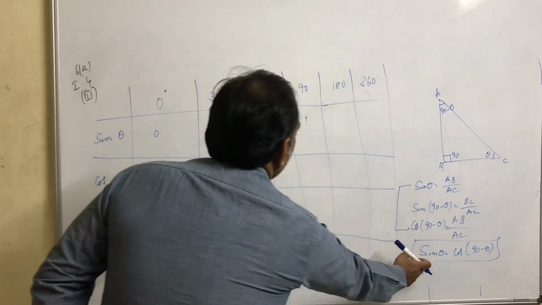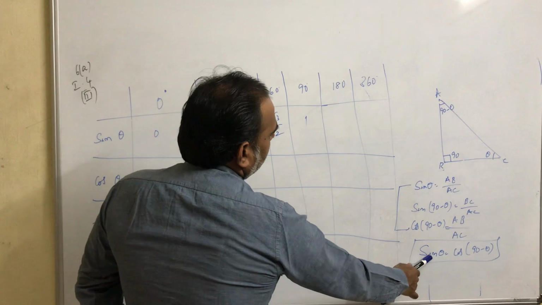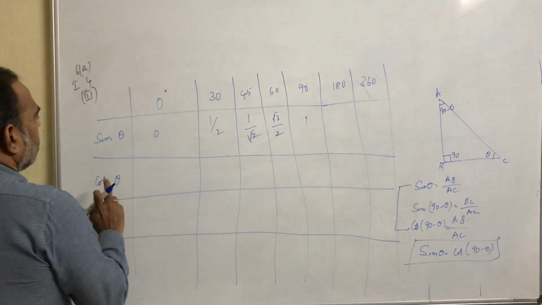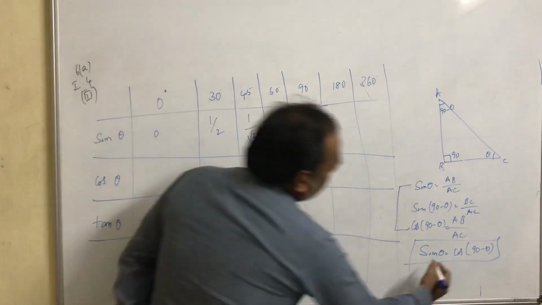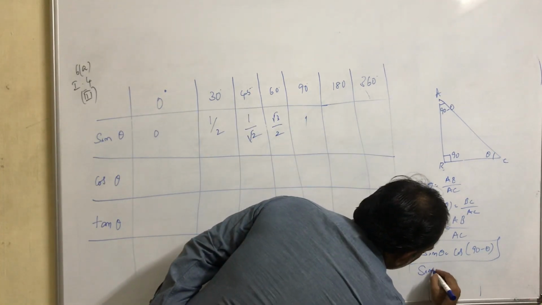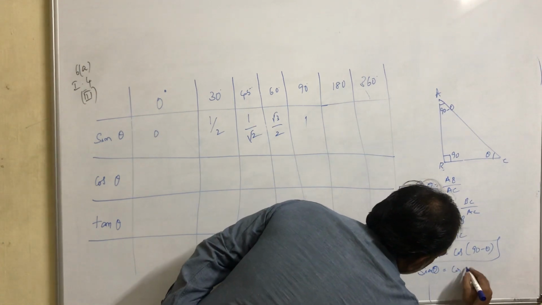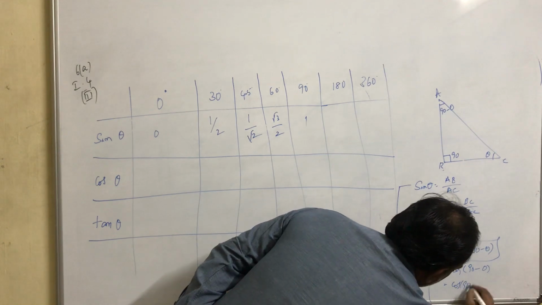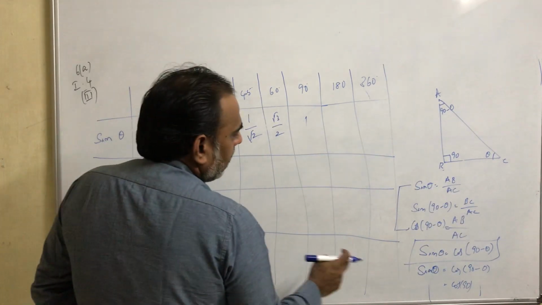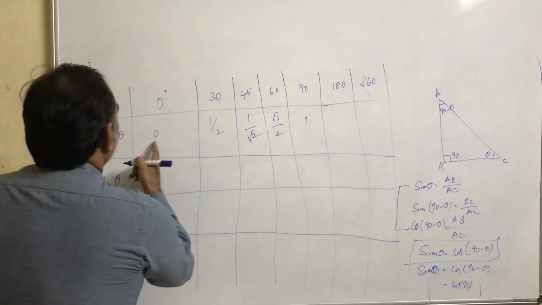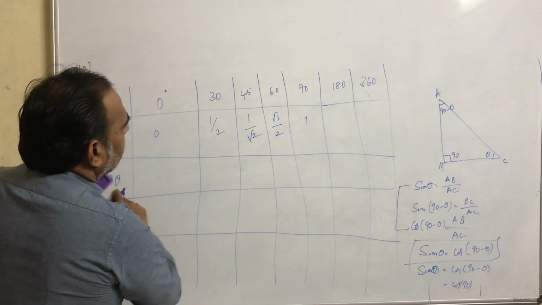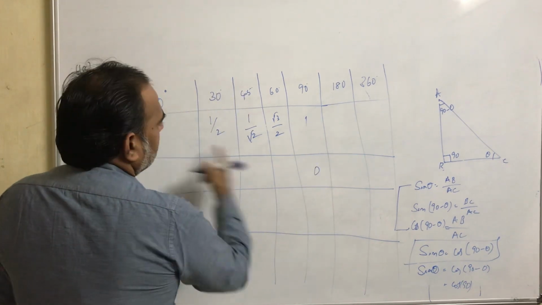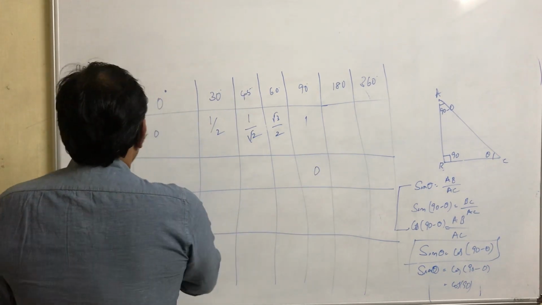Remember this. Now consider, in place of sin theta equals cos of 90 minus theta, sin 0 equals cos of 90 minus 0. What is this? Cos 90. So whatever the sin 0 is, that equals cos 90. So I will write 0 over here. Just the reverse way, right?